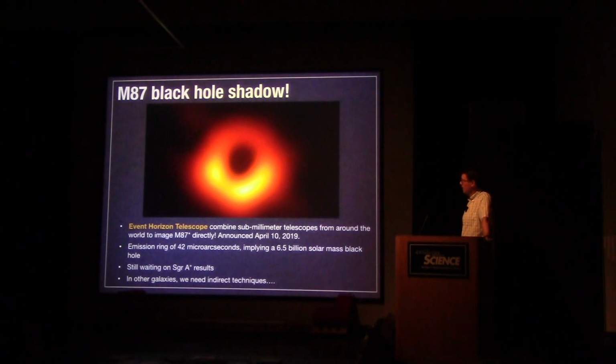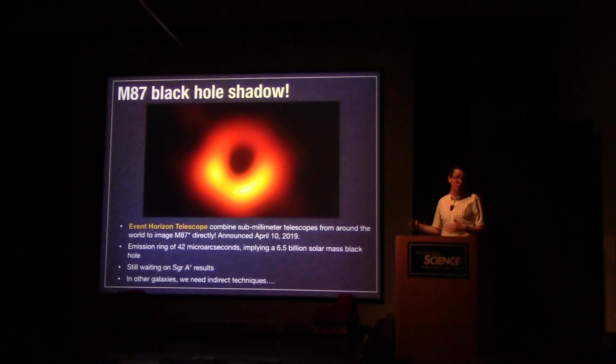So, of course, it's the image of the light coming from M87 star, which is the black hole at the center of M87, a relatively nearby galaxy that has the largest angular size of any event horizon for any black hole. And so it was one of the first two targets they looked at. They looked at M87 and they looked at Sagittarius A star.